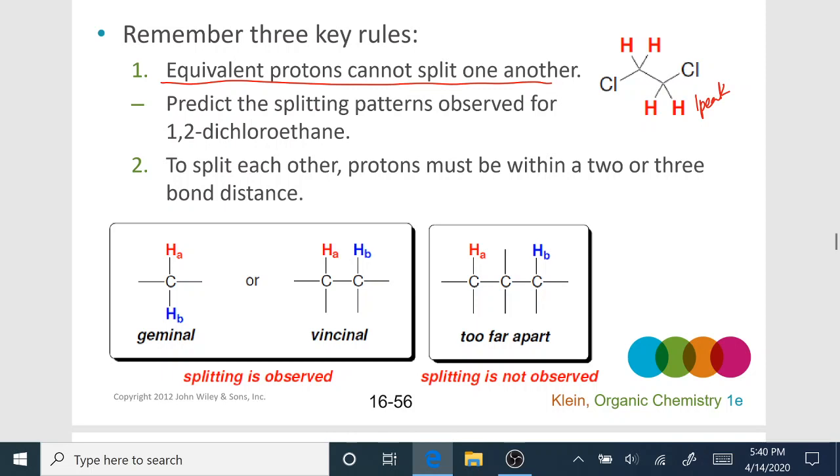So to split each other, they have to be in a 2 or 3 bond distance. In other words, they have to be either on the same carbon. Normally, hydrogens that are on the same carbon are not going to split each other unless those are diastereotopic hydrogens. Or they have to be on next door carbons, and if they're next door, then they can split each other. But if they're like on carbon 1 and carbon 3, they're not going to split each other. They're too far apart.